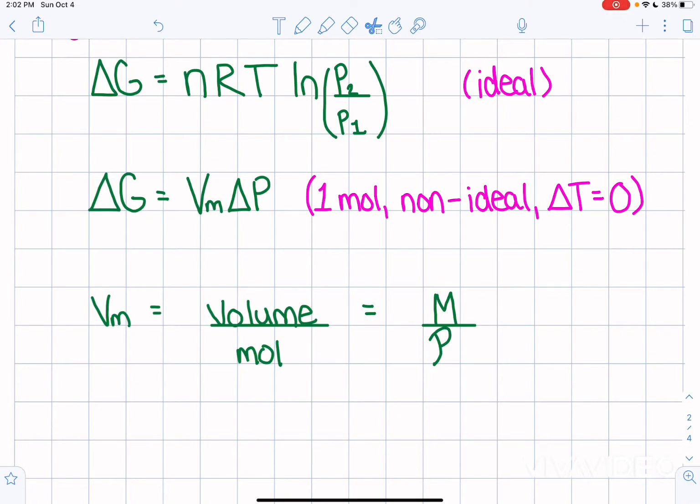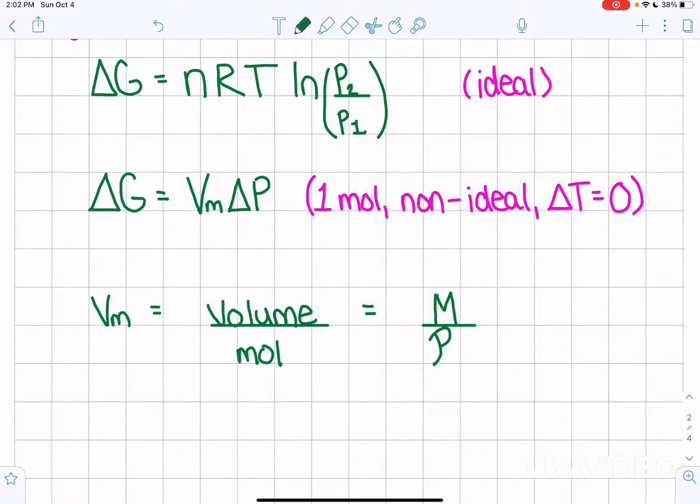For non-ideal conditions, we are going to use this other equation in this question that we're going to work out today. And that is that the Gibbs free energy is equal to the molar volume times the change in pressure. You can use this equation when you have 1 mole in a non-ideal condition with no change in temperature. To find our molar volume, we are going to divide our molar mass by our density.